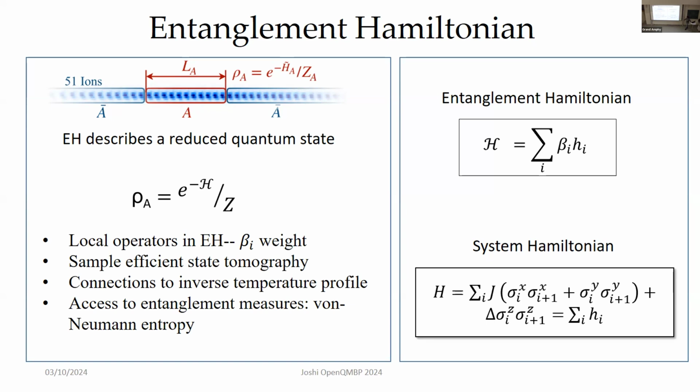Just as a connection to statistical physics, this beta is equivalent to the inverse temperature. More interestingly, it is a local temperature, which we already know, since a state of matter can be described by e to the minus E over kT, where T is the temperature.